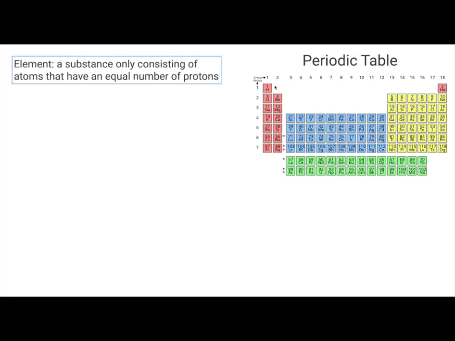So for example, in an element of hydrogen, every single atom in that element would have only one proton. For boron, every single atom in that element would only have 5 protons. If we take praseodymium, every single atom of praseodymium will only have 91 protons, no more and no less. So that's all an element is.